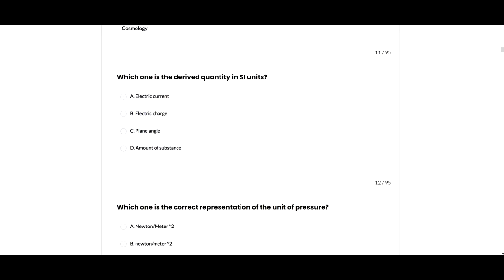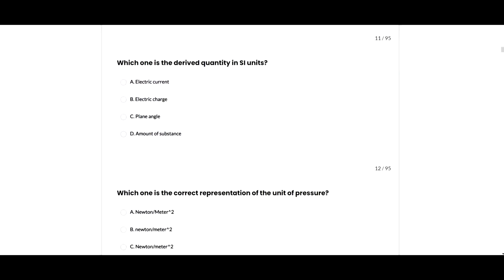The next MCQ is here. Which one is the derived quantity in the SI units? Electric current, electric charge, plane angle, amount of substance. So here the correct option is given here. B option is correct. Electric charge is the derived quantity in SI units. So B option is correct.